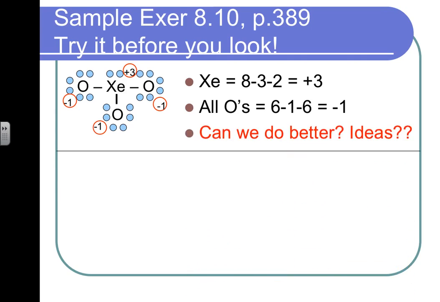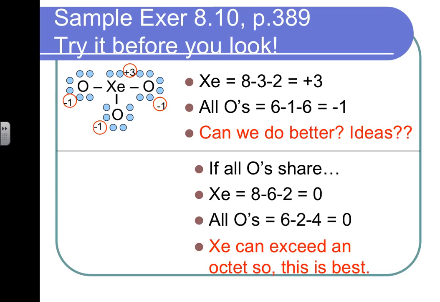They all end up being 0, but that's pretty high magnitude. So my question for you is, can we do better? And what your ideas might be. So hopefully you could think of, all right, I've got to increase the formal charge of the oxygens, and I've got to decrease the formal charge of the xenon. Let's see. What if I make all the oxygens share with xenon? What if I give xenon more bonds? Which, by the way, as it says here at the bottom, xenon can exceed an octet. Remember that xenon is one of those ones, along with krypton, that tends to exceed an octet.